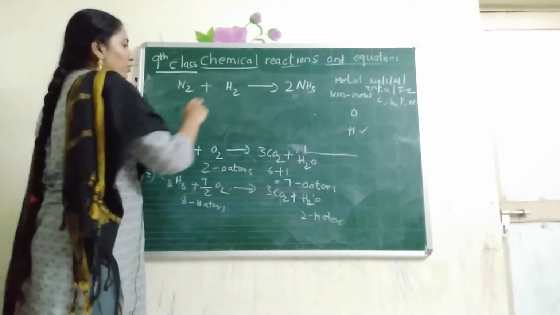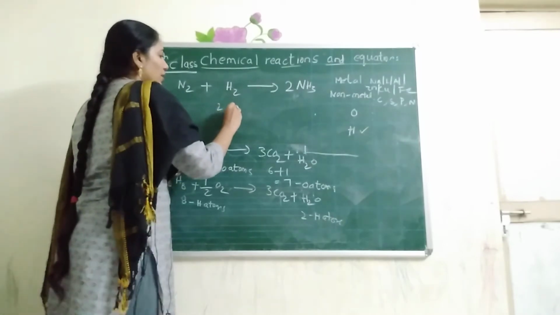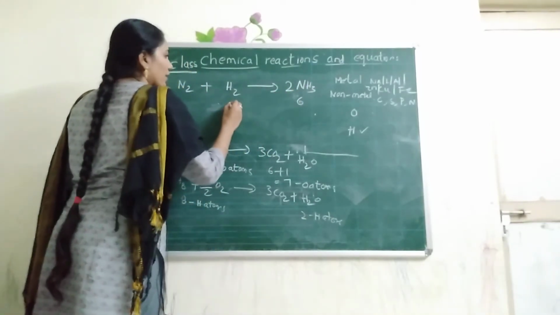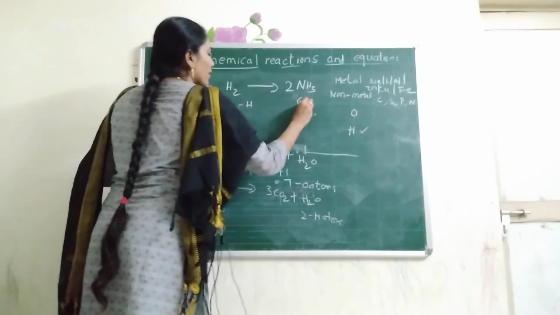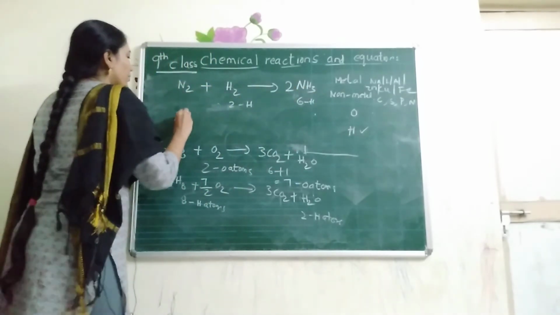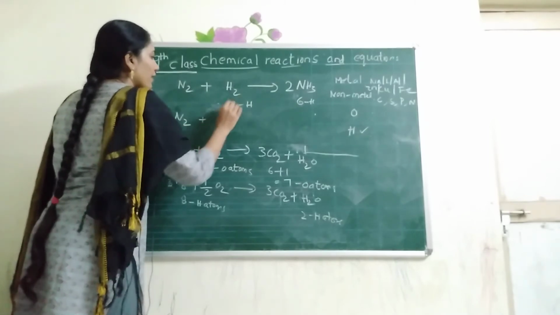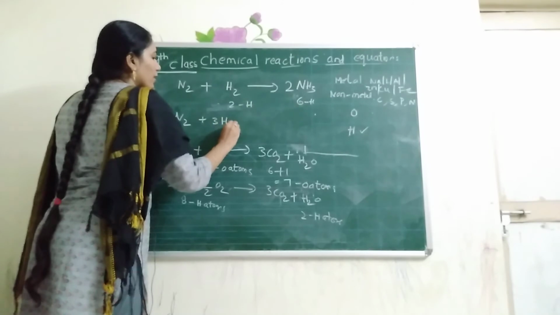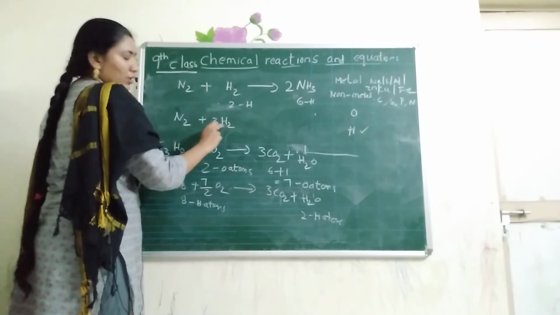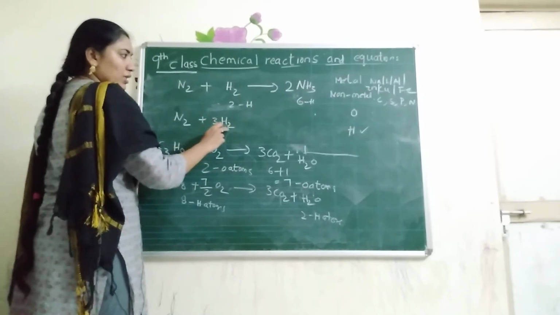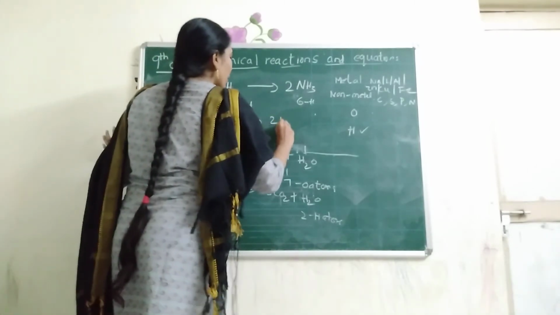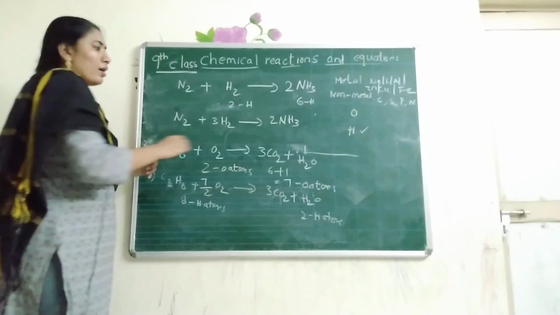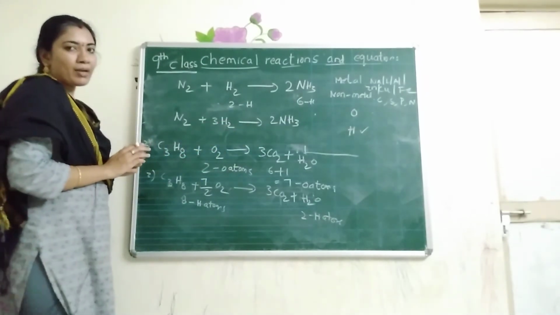How many hydrogens are here? 2 hydrogen atoms are here. How many hydrogens are there? 6 hydrogens are here. Here 2 hydrogens, here 6 hydrogens. That means if we multiply this hydrogen molecule by 3, then 3 into 2 is equal to 6. So 6 hydrogen atoms give rise to 2NH3. This is the balanced chemical equation.